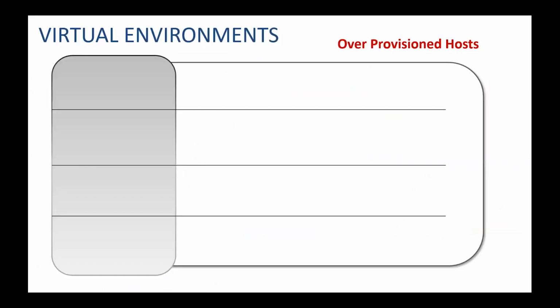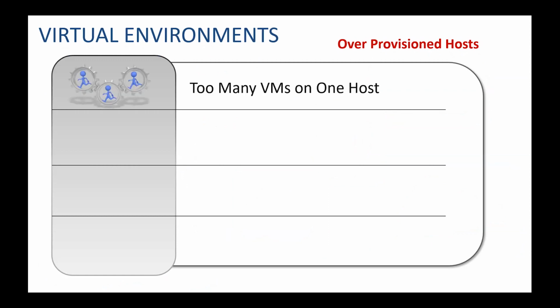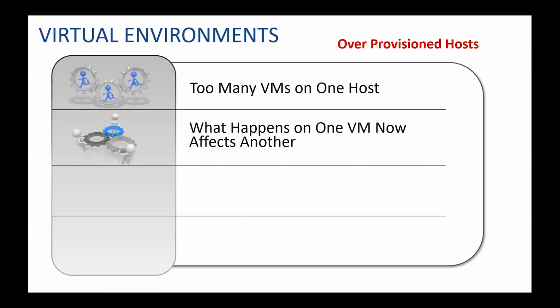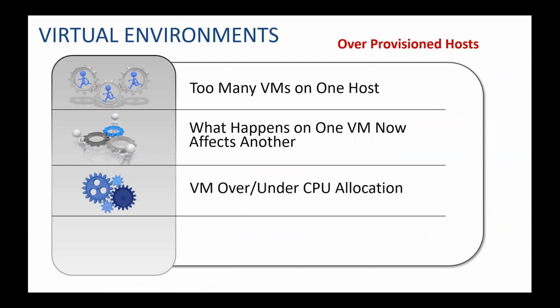Speaking of that, let's talk about some of those ugly babies. Over-provisioned hosts can kill your SQL Server. Too many VMs on one host can kill your SQL Server. What happens on one VM affects other VMs. It affects your SQL Server. Over allocating and under allocating of CPUs affects your SQL Server. These are all ugly baby items that you need to be talking about.